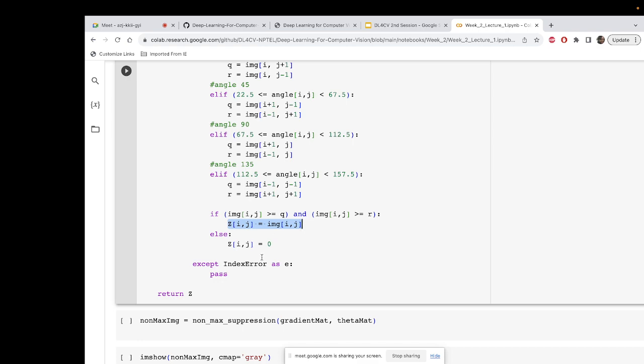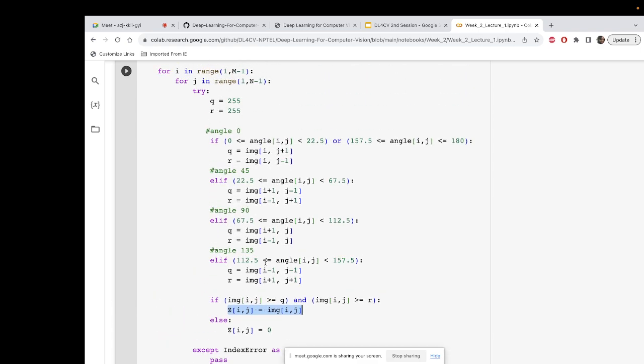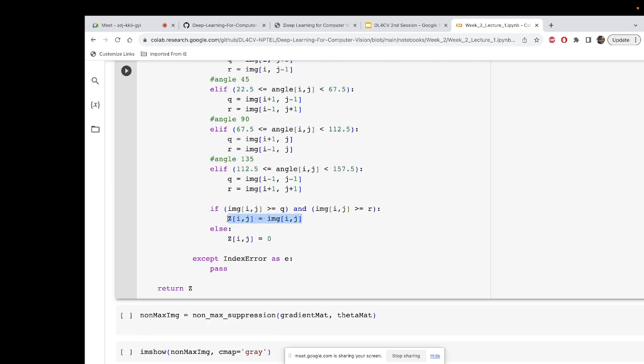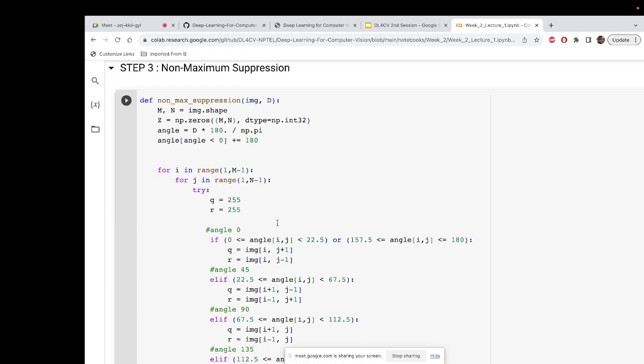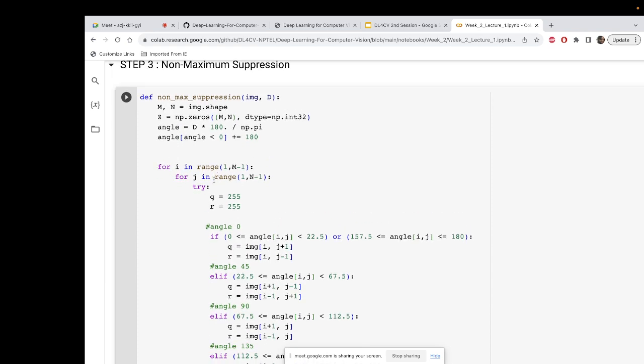Otherwise I will put it as 0. 0 means that I have not detected any edge here, and non-zero means if I have this Zij equal to image ij, that means at the ijth location I have a gradient that is there, okay. So that is all that is there to non-maximum suppression.